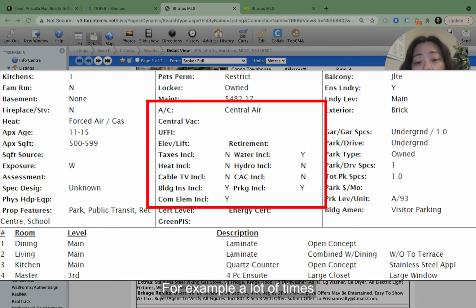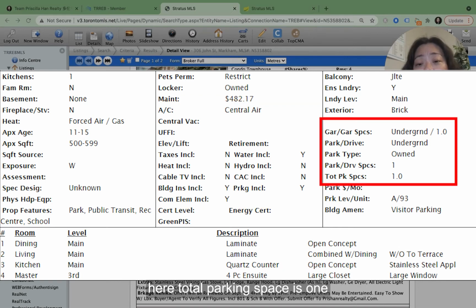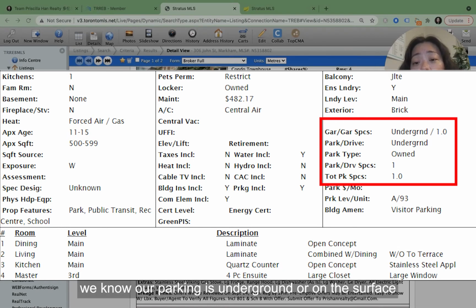So for example, a lot of times this building does have a central aircon. It's just that this 440.59 does not include the aircon fee. So here we know if we have parking. Here total parking space is 1, but by reading whether it's garage or drive, we know our parking is underground or on the surface.